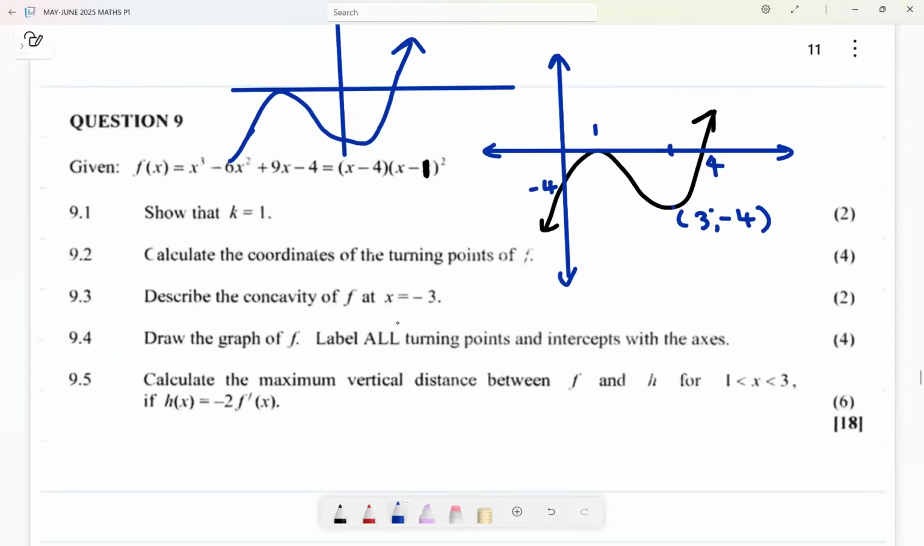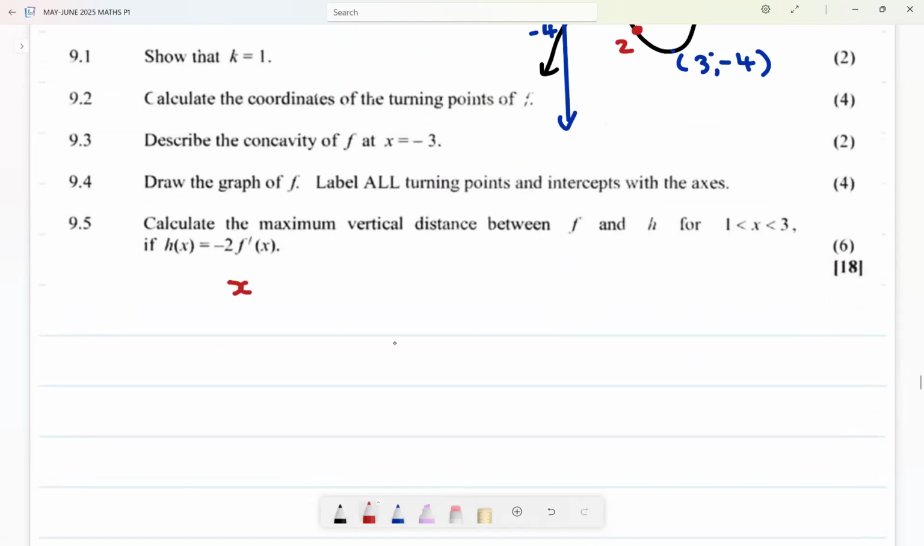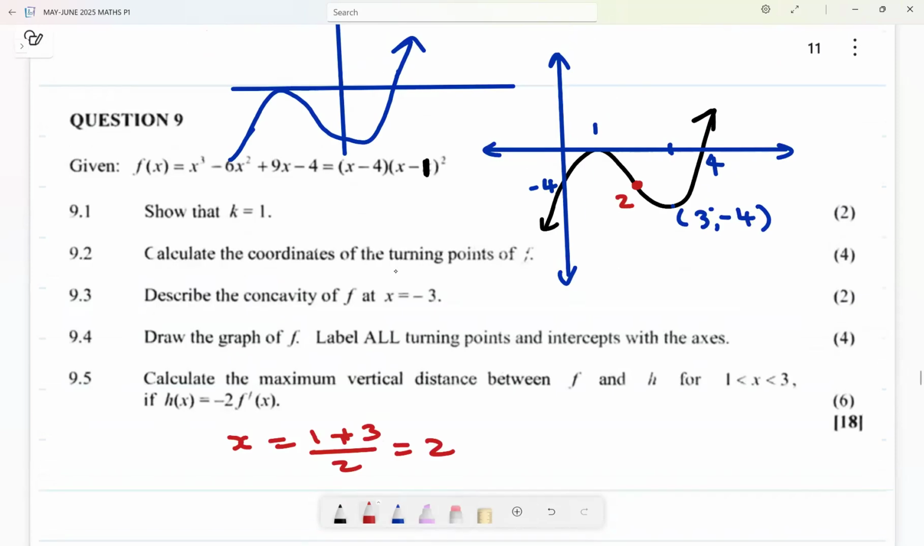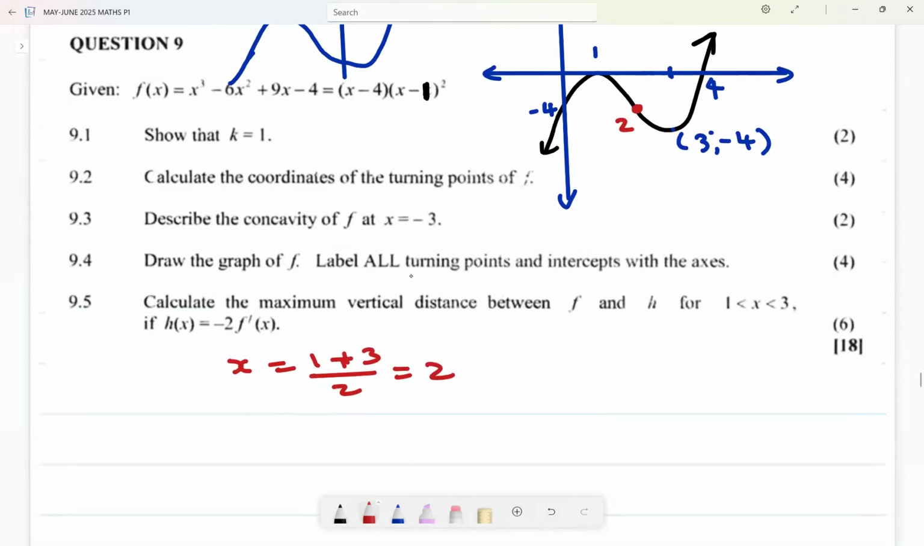They are saying to me, describe the concavity at x is equal to -2. The point of inflection here is going to be 2. How do I know that? The point of inflection is a point between the two x coordinates of my turning points. So the x coordinate of the point of inflection is going to be 1 plus 3 divided by 2, which is 2. Okay? But now, you can also use the second derivative, guys.